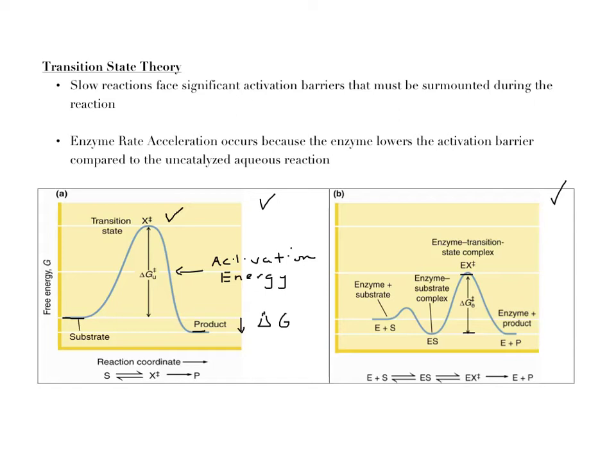Well, we need to make the gap between the ES complex and the EX double dagger, or the transition state complex, as small as possible. So how is that done? Well, it's done by making the ES complex as close in energy as we can to the unbound enzyme and substrate complex, and to make the EX complex, or the transition state complex, as stable as possible.